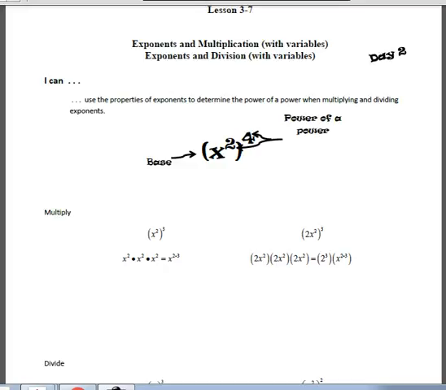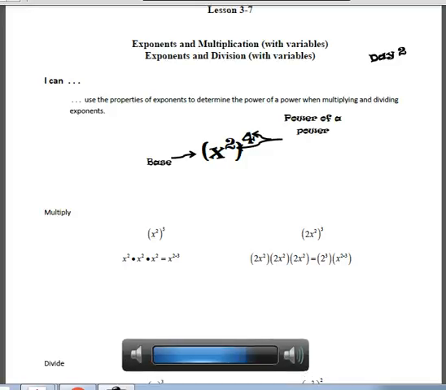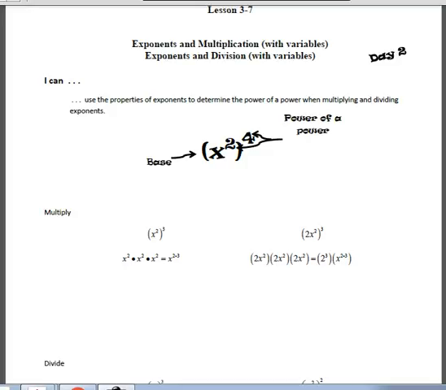Welcome to the video notes for lesson 3-7. And these notes begin on page 33 in your notes packet. And this is all about exponents and multiplication with variables and division with variables.